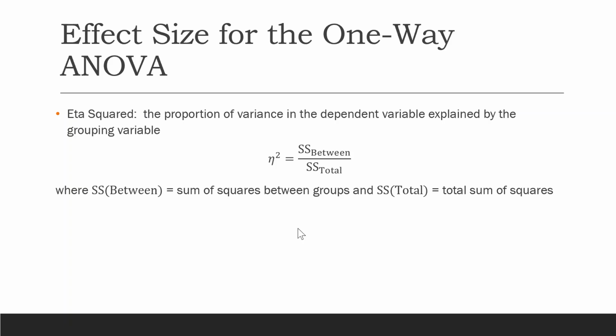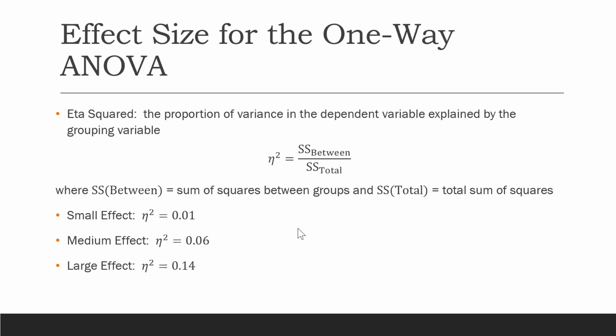proportion of variance in that variable that is explained by the grouping variable. All right. And so there's a formula for Eta squared given here. It takes the sum of squares between groups and divides it by the total sum of squares. So that SS between is your sum of squares between groups, and that SS total is your total sum of squares.